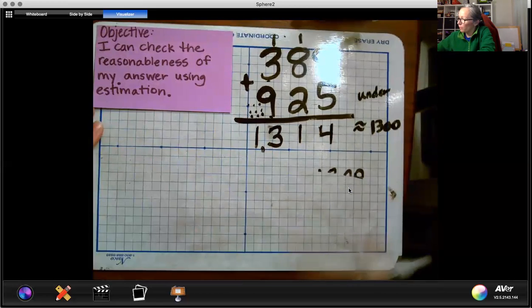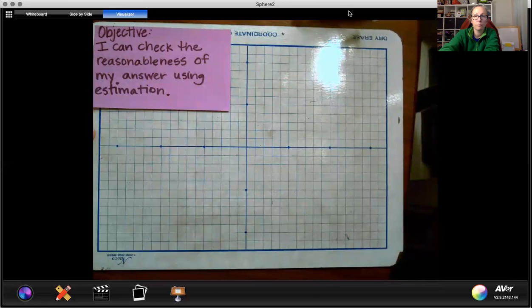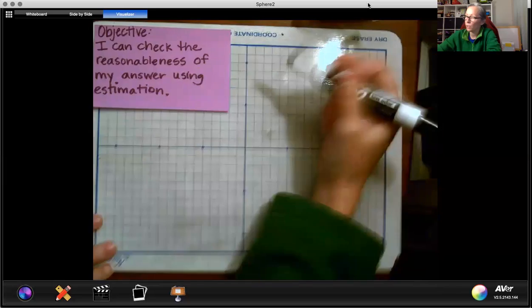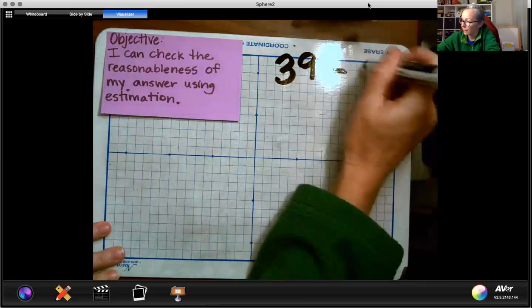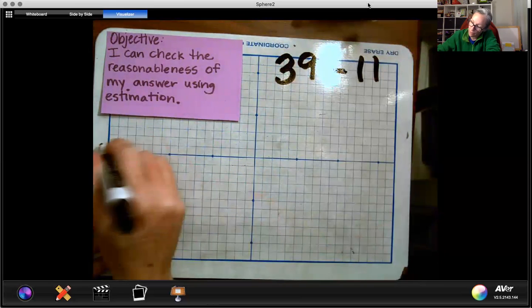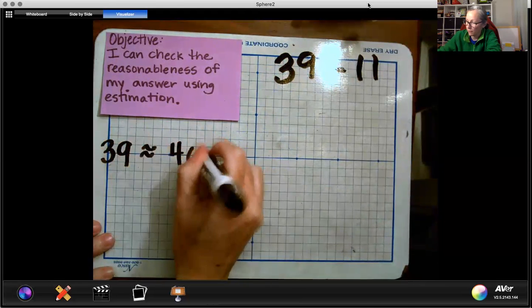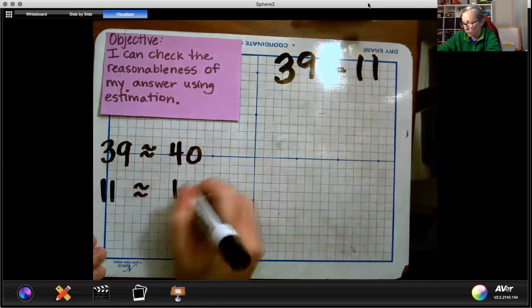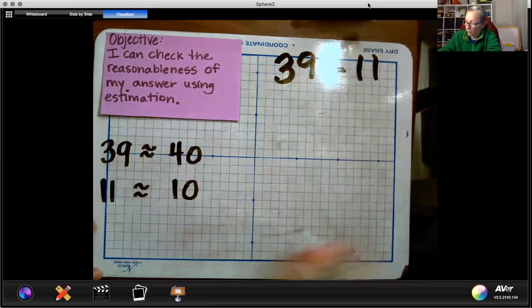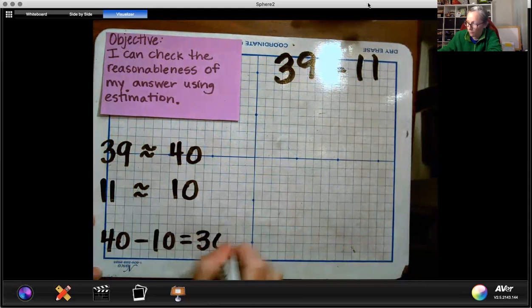And now let me show you a couple of examples in subtraction. All right, the first problem we're going to start with is again in the tens. We're going to do 39 minus 11. Okay, I'm going to round 39 to the nearest 10, and it's almost 40. And then I'm going to round 11 to its nearest 10, which is about 10. So I'm going to make this problem about 40 minus 10, which is 30.